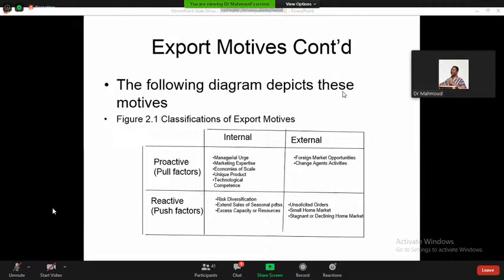foreign market. Good. Now we move to these proactive factors. So our proactive factors are two here, and that is the foreign market opportunities and then the change agents' activities. Yes, our embassies all over the world too, they serve as change agents for us. Now, the reactive side of the external, the first point we have there is unsolicited orders.